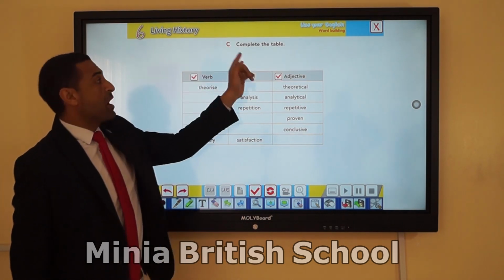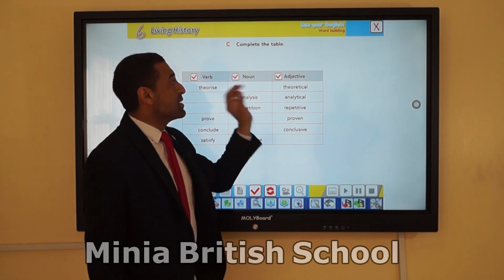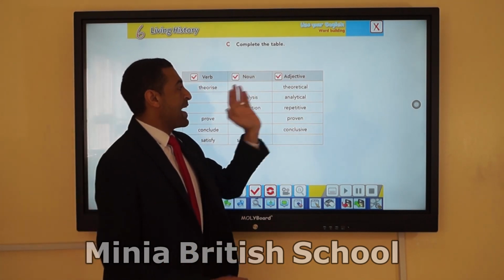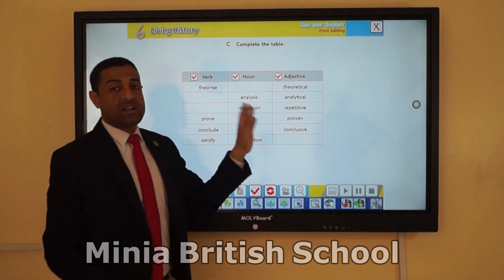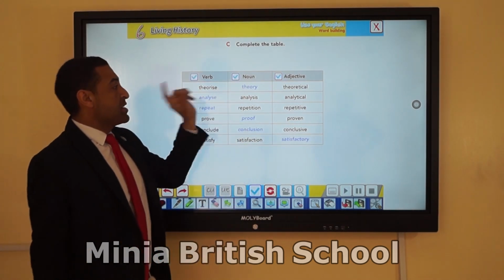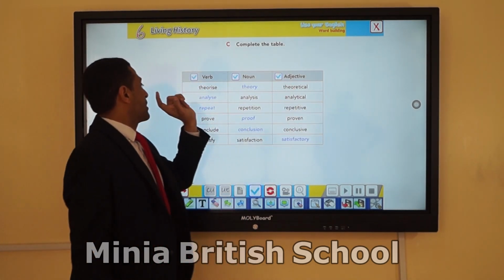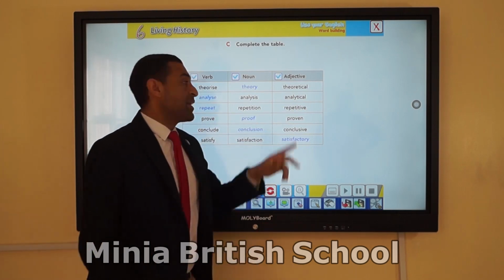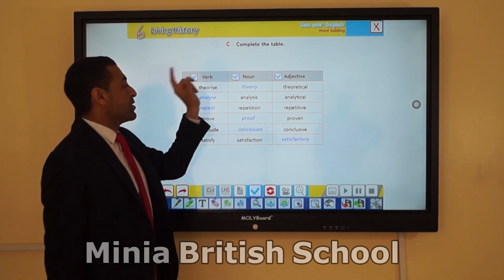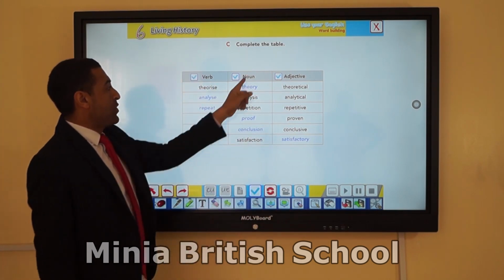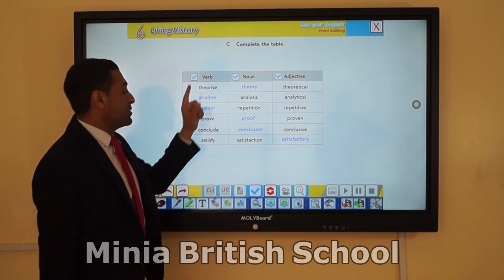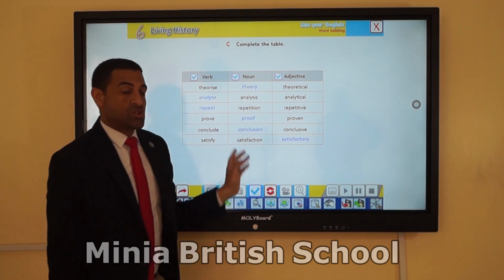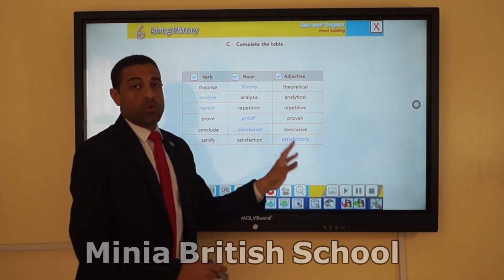And the second part of our Use of English lesson today is word building, the different forms of the words: verb, noun, adjective. So here we can find the verb theorize, the noun is theory and the adjective is theoretical. The verb analyze, the noun is analysis and the adjective is analytical. And the verb repeat, repetition and repetitive. Prove, proof, proving. Conclude, conclusion, conclusive. Satisfy, satisfaction, satisfactory.